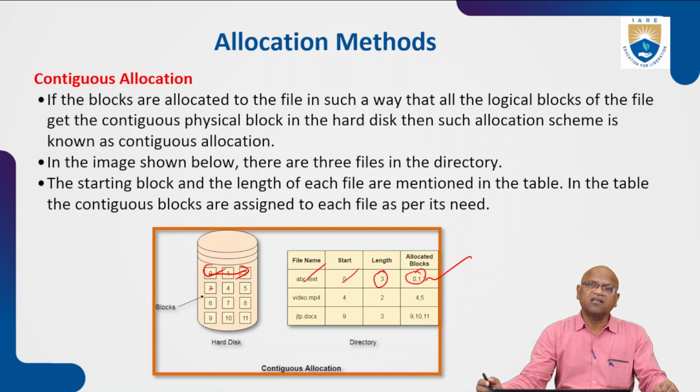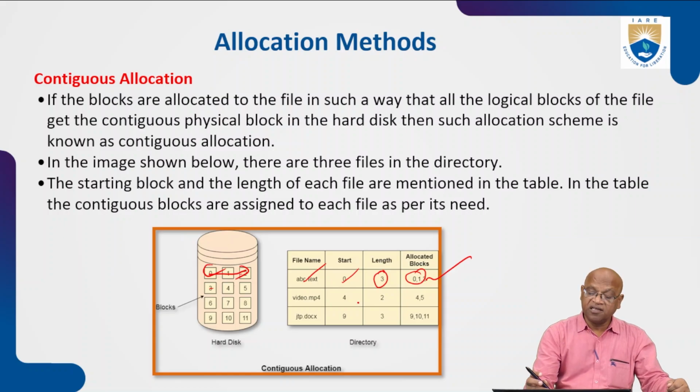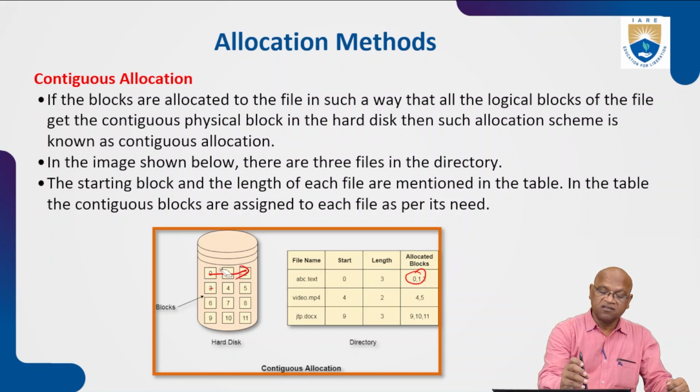The starting block and the length of each file are mentioned in the table. In the table, the contiguous blocks are assigned to each file as per its need. Because that particular file requires 3 blocks, 3 blocks are allotted, with a starting and ending. We should know where it started, where it is ending, and how many blocks are allotted. So the table will be maintained in the directory. This is what contiguous allocation is.